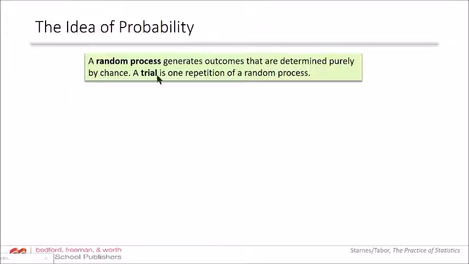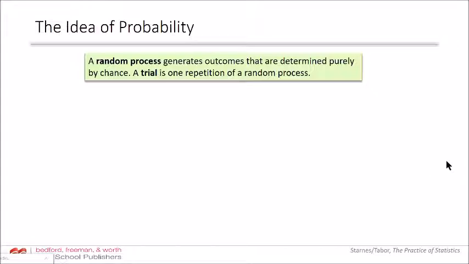A random process generates outcomes that are determined purely by chance. A trial is one repetition of a random process. For example, we said before that the trial was flipping the coin 10 times and determining whether or not you had 3 consecutive heads or tails. That was one trial. So a trial doesn't necessarily mean flipping a coin 1 time. In that case, it meant flipping the coin 10 times. But sometimes a trial is flipping a coin only 1 time.